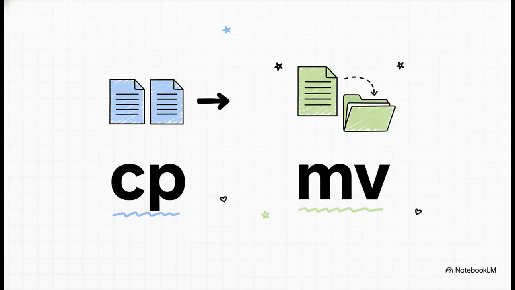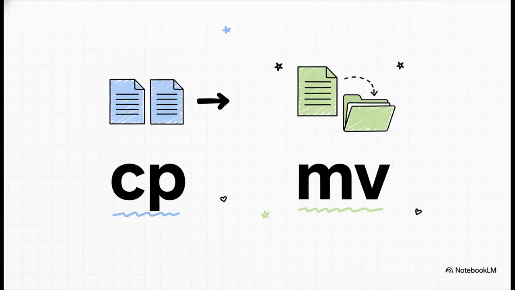So the crucial point is understanding the subtle but important difference in how we use cp versus mv. Let's look at the cp command first. If you type cp file1.txt file2.txt, you're basically telling the computer, hey, take file1, duplicate it, and name this new duplicate file2. Boom, you now have two files.